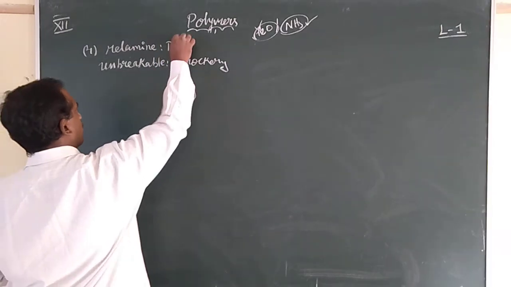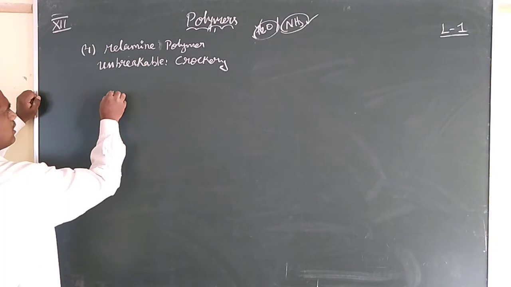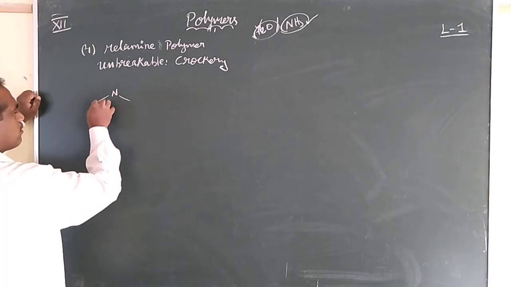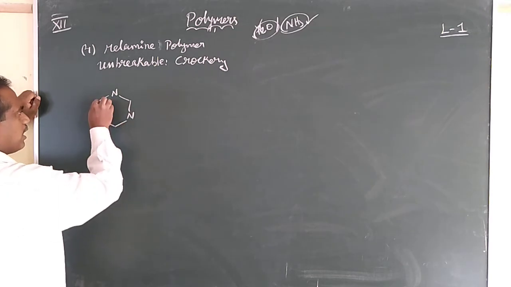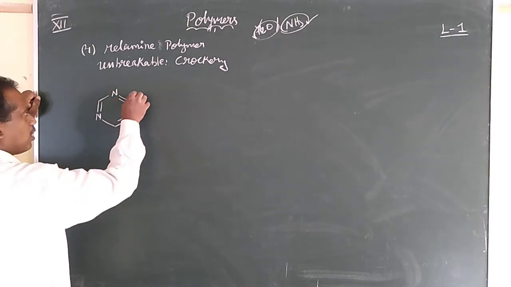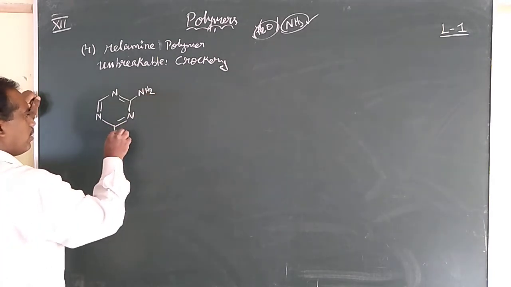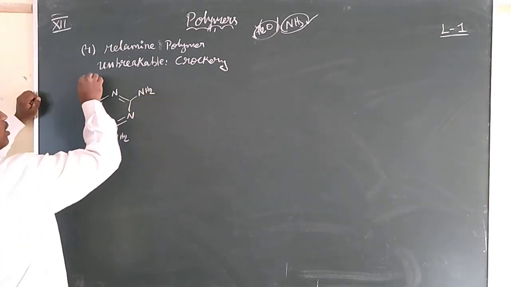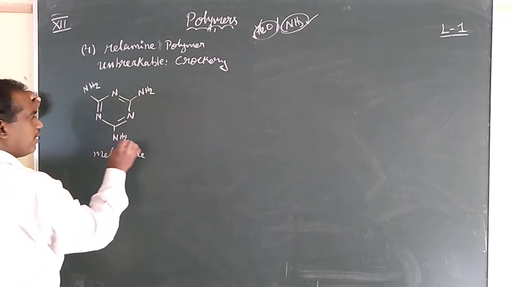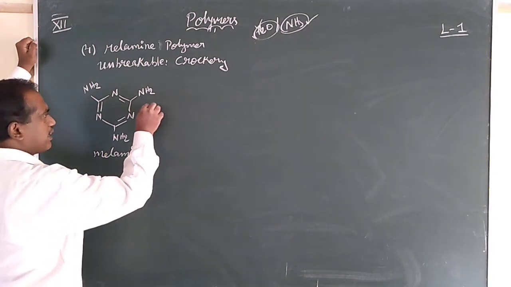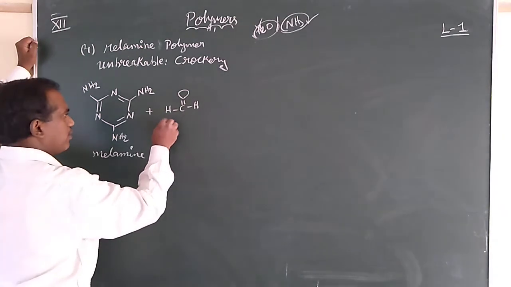Melamine polymer means what? It appears like a benzene ring, children. Alternately, nitrogens are present, and pi bonds are also present. But here NH2 is present. The reactant name is melamine. We are reacting this melamine with formaldehyde.